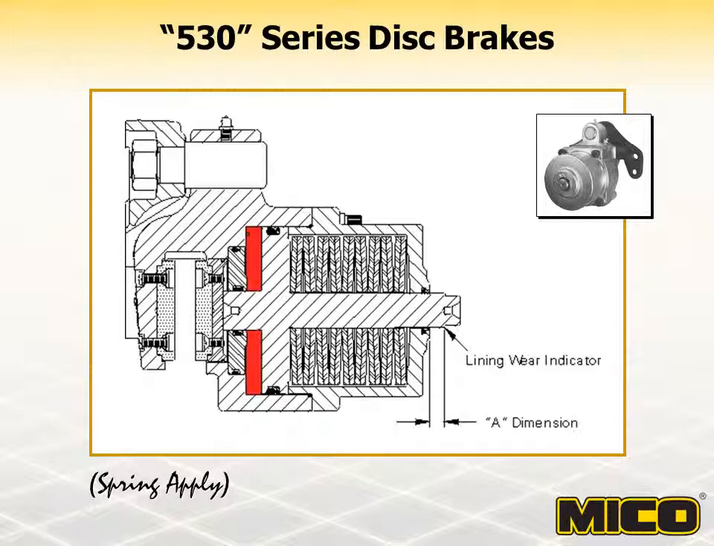This brake provides a built-in lining wear indicator. As the linings wear, the distance of dimension A decreases. The decrease of dimension A is directly related to the amount of lining wear. Lining replacement is necessary when the distance of dimension A reaches 0. This brake is designed for use with a rotor disc thickness of 1/2 inch and a disc diameter of 9 inches to unlimited.